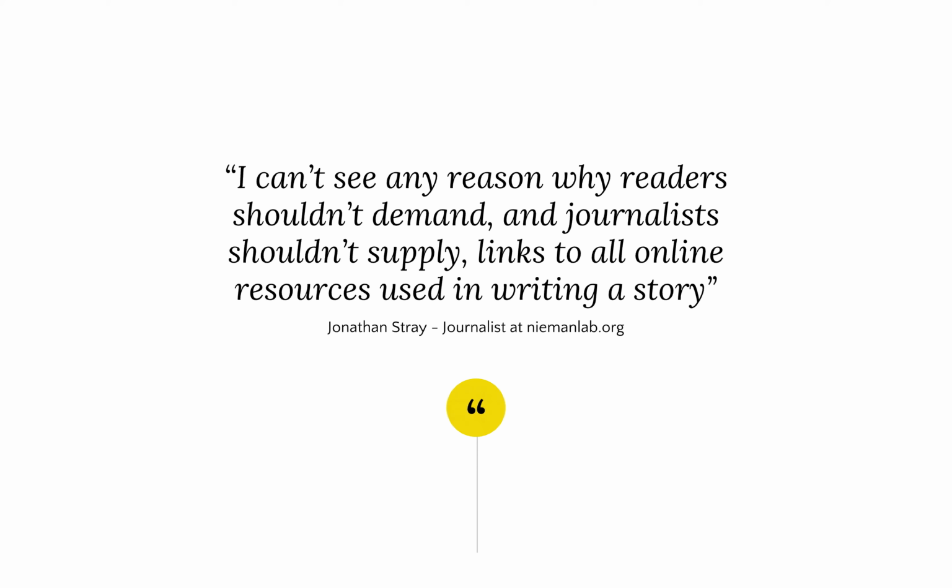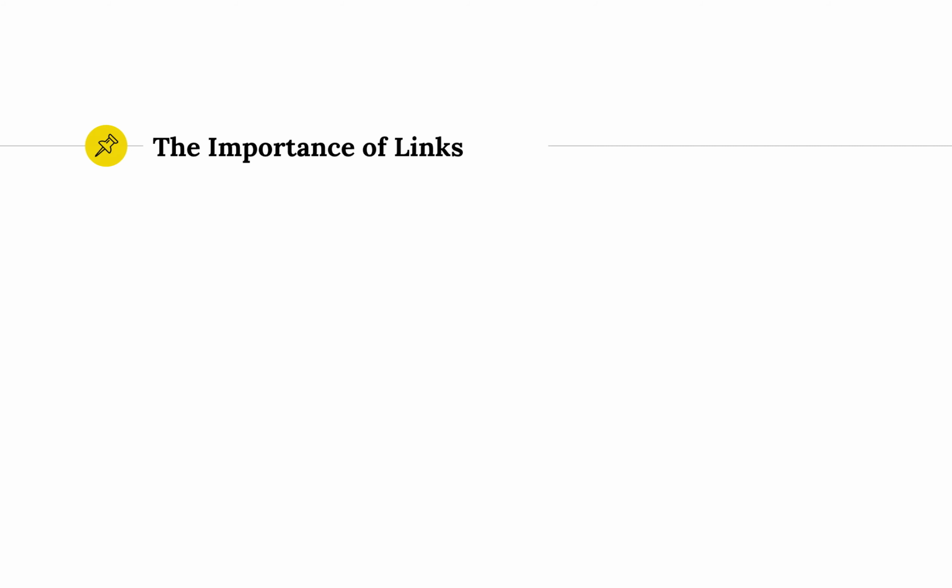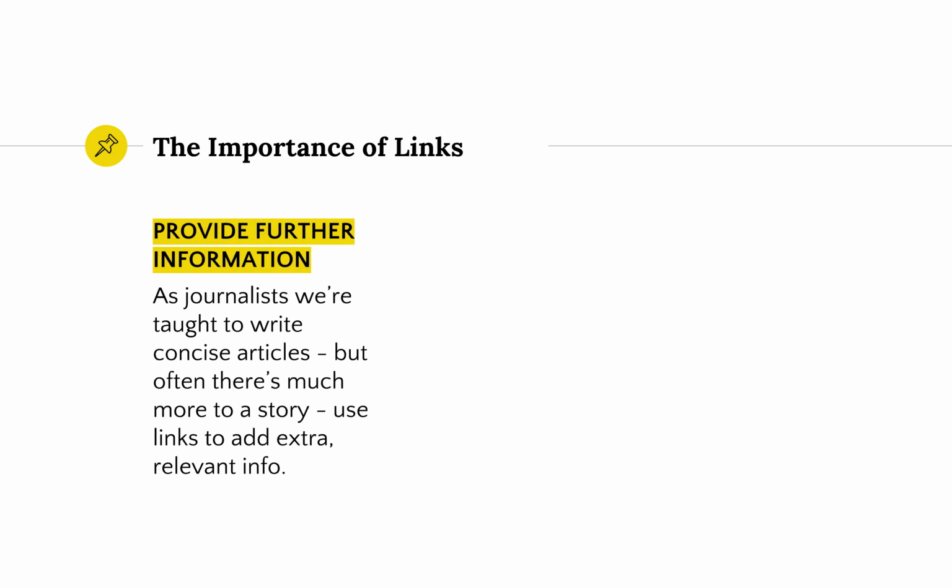Hyperlinks are a key element of what makes the internet, so we need to make sure we use them effectively throughout our writing. Hyperlinks should be used to provide further information. As journalists, we're taught to write concise articles, but often there's much more to a story. Use links to add extra relevant information.